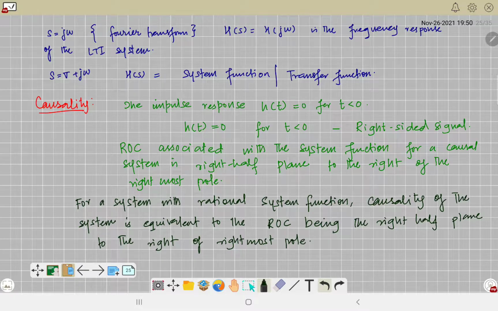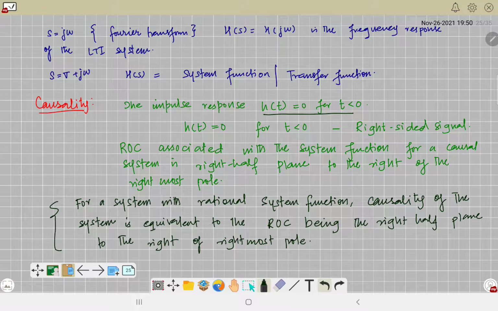Right? Now this becomes the definition of a causal system. So we started with the definition of causality for a general system, that a causal system is a system which only depends upon present and past values. Then we redefined it for an LTI system in terms of impulse response, that its impulse response should be 0 for t less than 0. We have not modified it, we have alternately represented it in terms of system function.